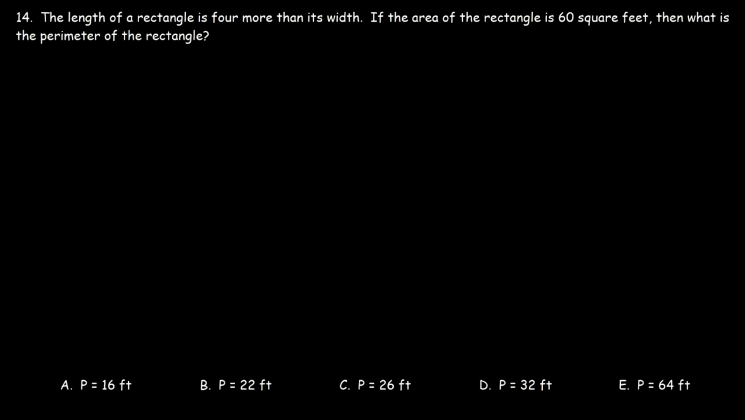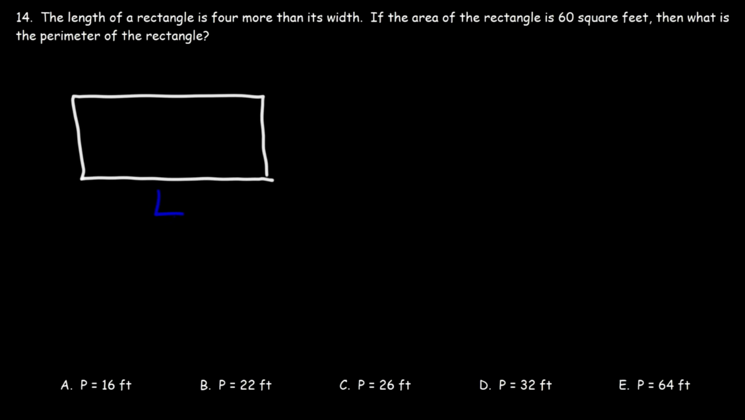Number 14. The length of a rectangle is 4 more than its width. If the area of the rectangle is 60 square feet, then what is the perimeter of the rectangle? Well, let's begin by drawing a picture.